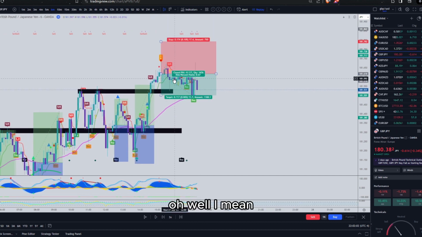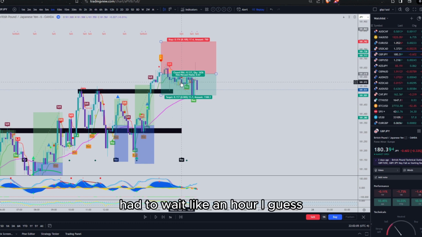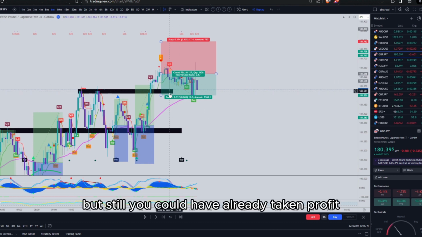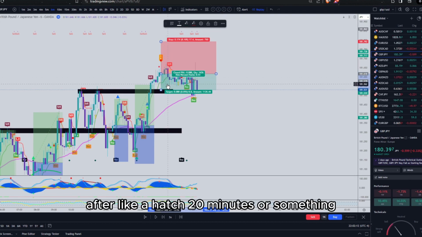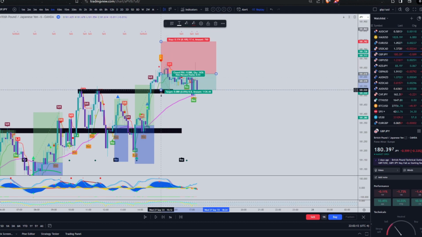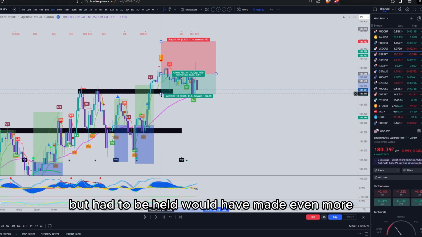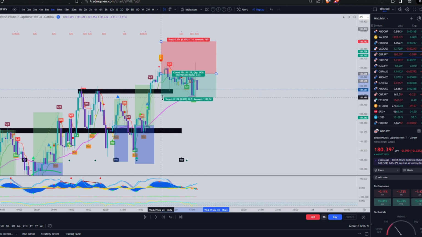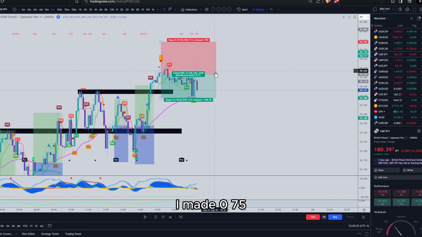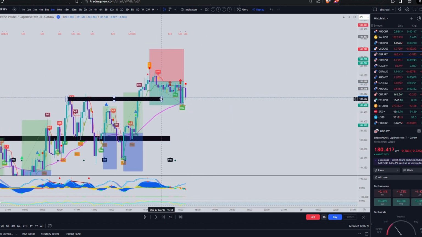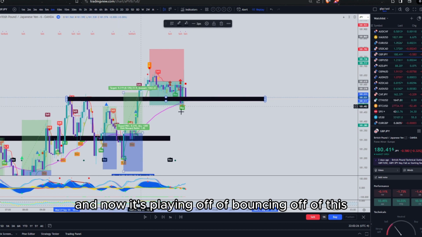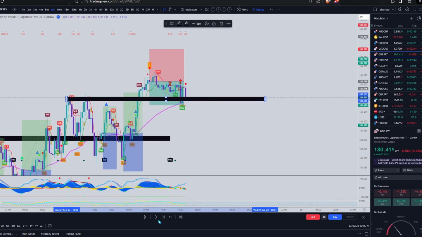Well, I mean, we had to wait like an hour, I guess, but still, you could have already taken profit after like 20 minutes or something. But had we held, we would have made even more. We made 0.75. Very humble 0.75 is the reward. And now it's bouncing off of this support.